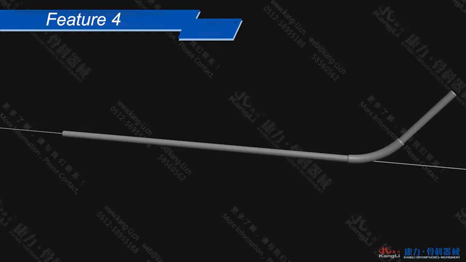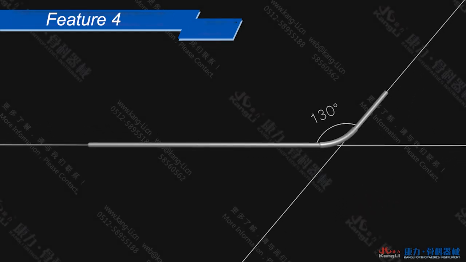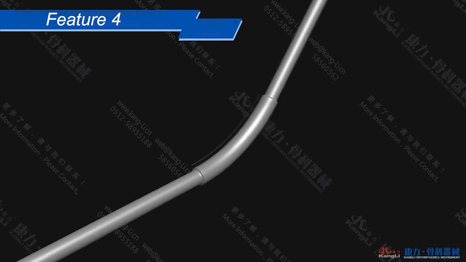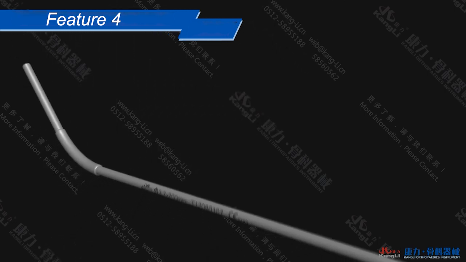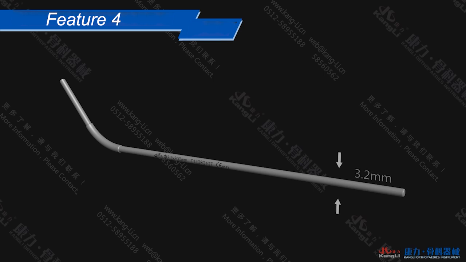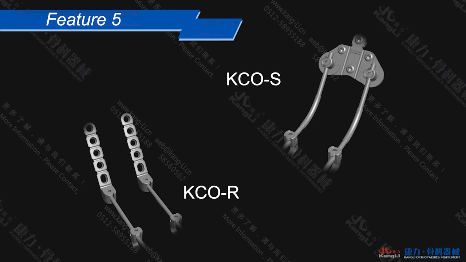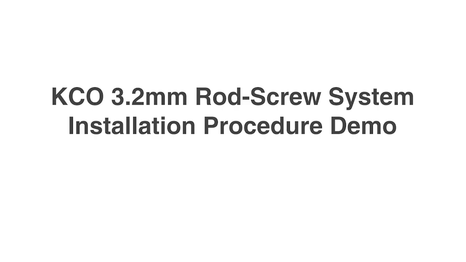Feature 4. The occipital connecting rod is pre-bent to a 130-degree occipital cervical angle, providing an optimized fit. It is also reinforced at the occipital cervical region for enhanced stability and strength. Feature 5. The KCO 3.2 mm rod screw system provides two fixation modes. KCO 3.2 mm rod screw system installation procedure demo.